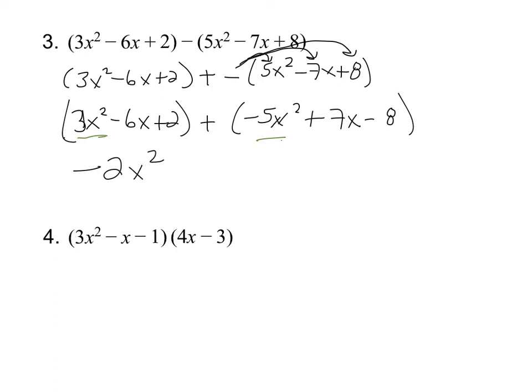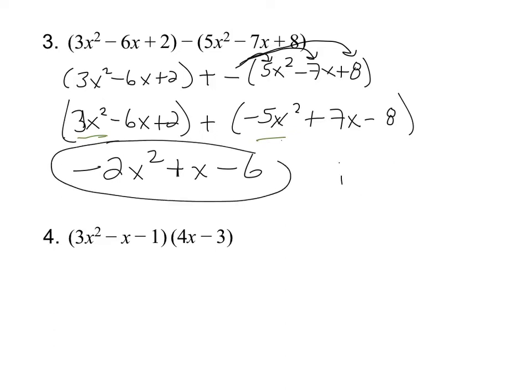Negative 6x plus 7x will give me just positive 1x. And positive 2 plus negative 8 will give me negative 6. So my degree is 2. So degree 2, in this case it is a trinomial because there are 3 terms at the end.